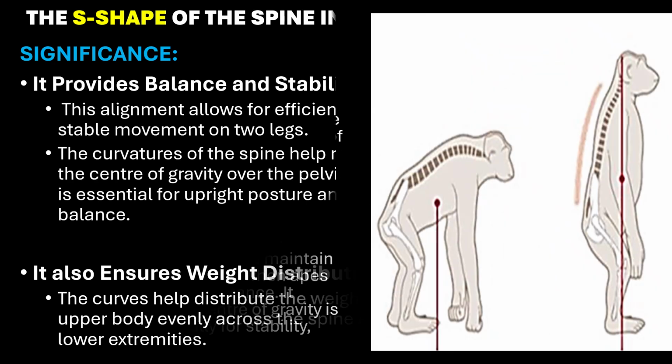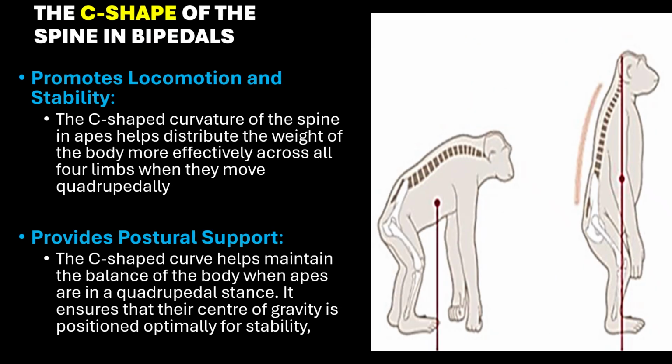And then what about the C-shaped spine? Having an S-shaped spine doesn't give you an advantage over those with a C-shaped spine. So here's the answer. The C-shaped spine in apes promotes locomotion and stability. So that is it. Talking about weight distribution. And moreover, it also provides postural support.